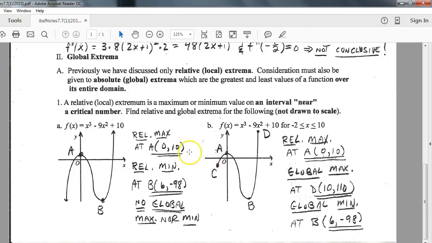But if you take the same graph and establish some boundaries for it, so now we are cutting it off at -2 and +10, you can see right here it does not go on forever. We cut off from left to right where it can go. So now I can establish point A as a local max and point D as the global max, because D is the highest point overall on the entire graph. Same with point B. Point B here is a global minimum because it is now the lowest point on the entire graph overall.